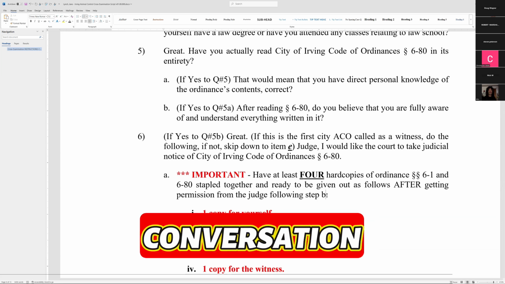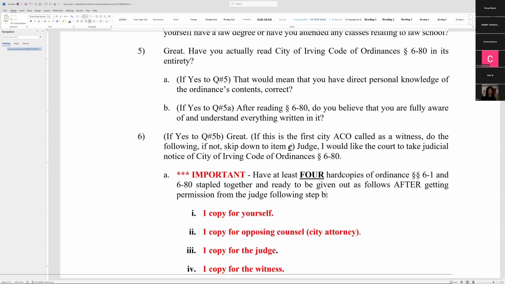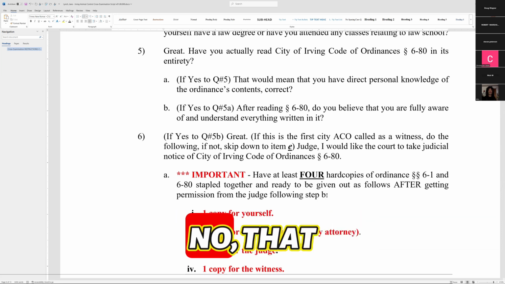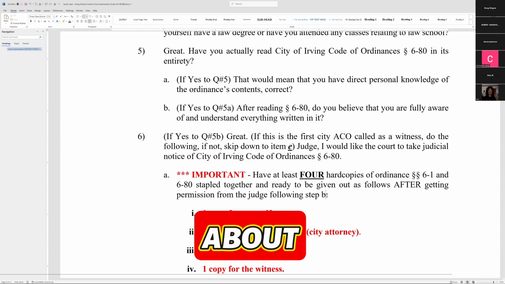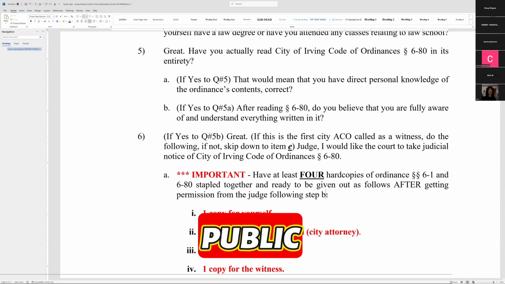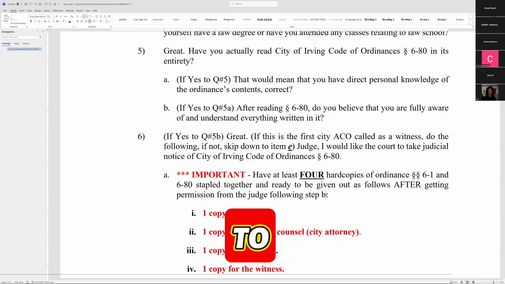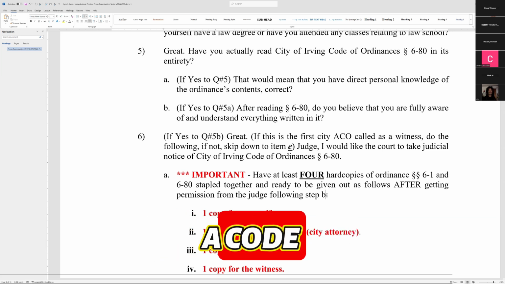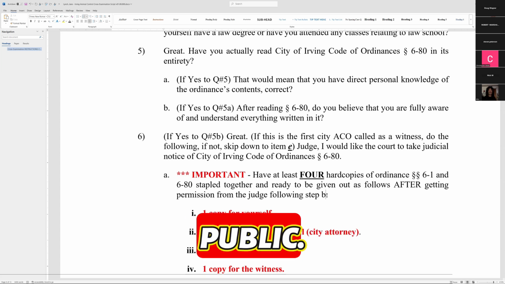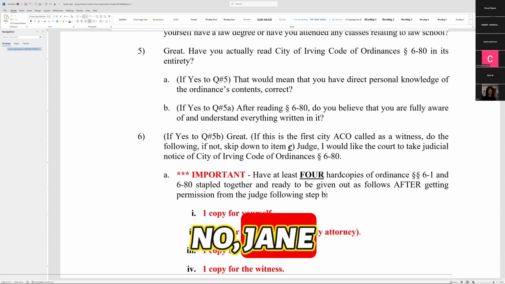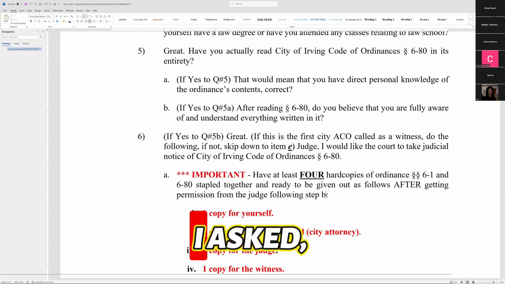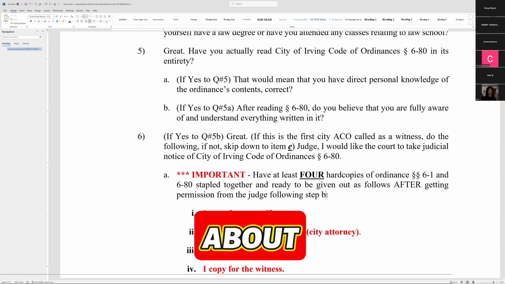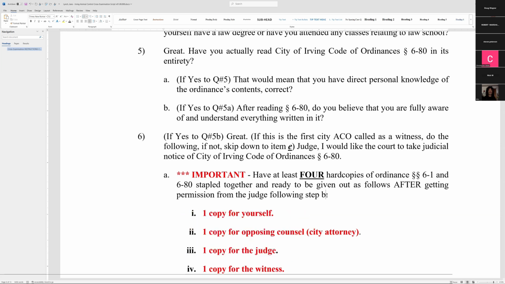Now, did this part of the conversation lose anybody? No, that last bit hit home because you're talking about in public policy, ordinance only applies to those in the public. Well, what is a code of ordinances? Not in the public. It only applies. No, Jane, stop. I didn't ask where it applied. I asked, what is it? I'm talking about what they just said. What are you saying? What are ordinances? What is a code of ordinances?